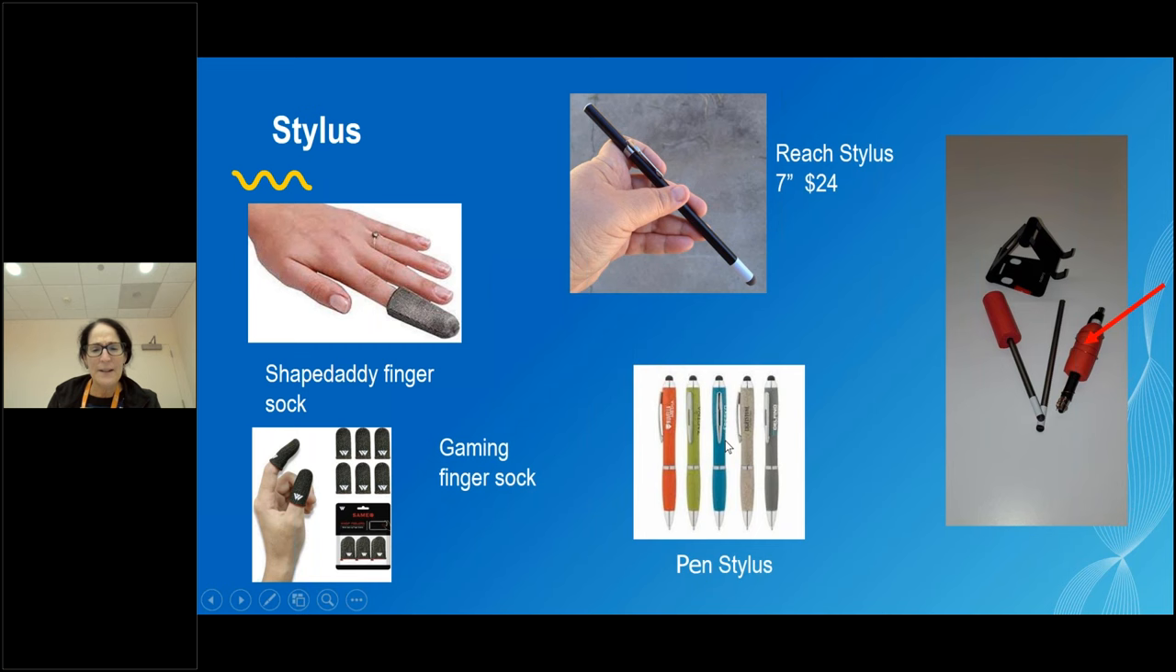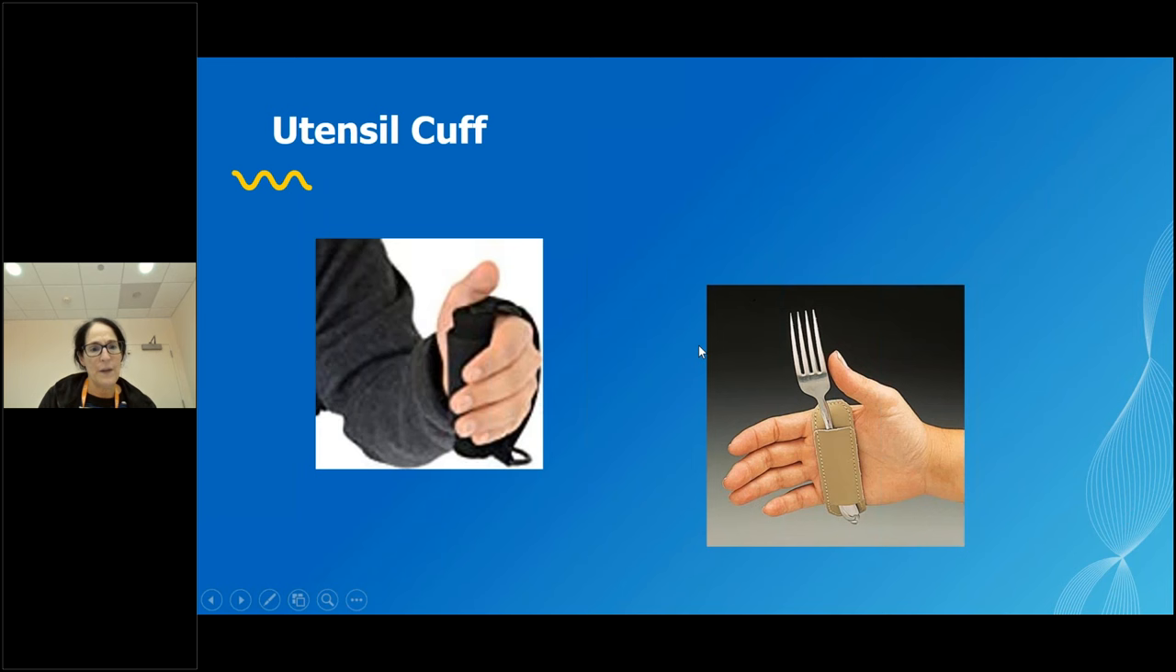A pen stylus is a little bit longer than your standard stylus, and that might make it easier. Then this is the Reach stylus. It's more expensive, it's 7 inches, $24, but it works at a shallow angle, so you don't have to hit things at a 90 degree angle. It also helps if it's hard to hold on to the stylus and you need a utensil cuff like this. Notice that if you put the stylus in here like the fork, your finger or your hand is no longer touching that stylus, so your stylus loses the conductivity.